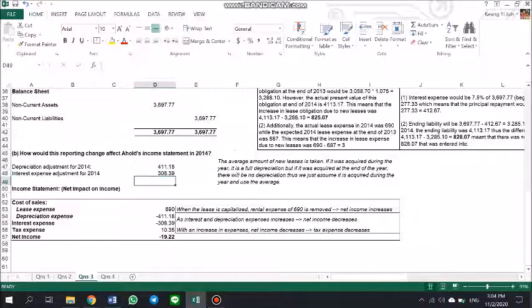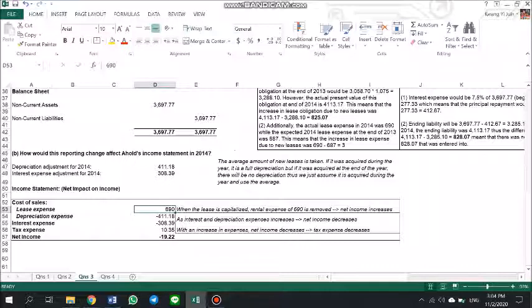So if we move on into the overall impact on the income statement, firstly, because now this lease expense of 690 no longer exists, this will actually have a positive impact on the net income, which is why it's a positive 690.